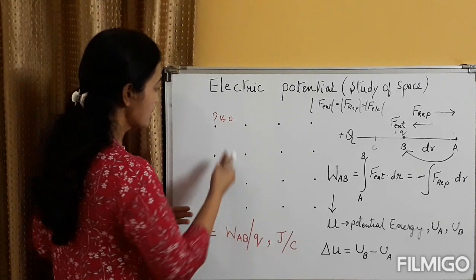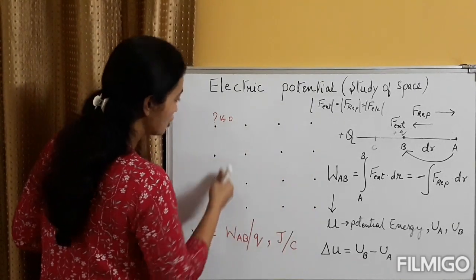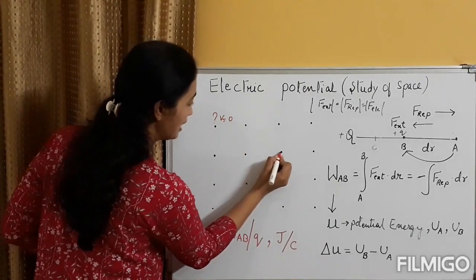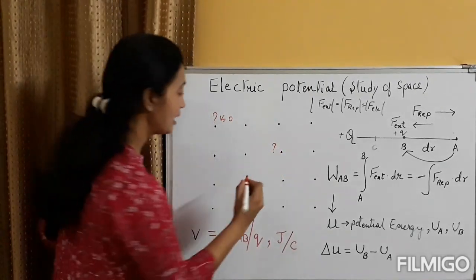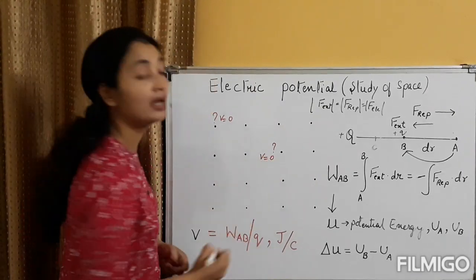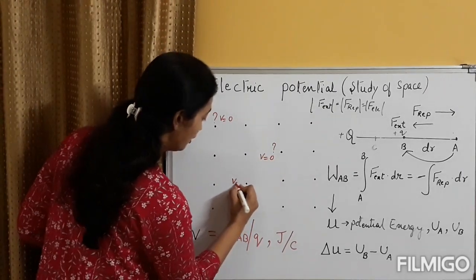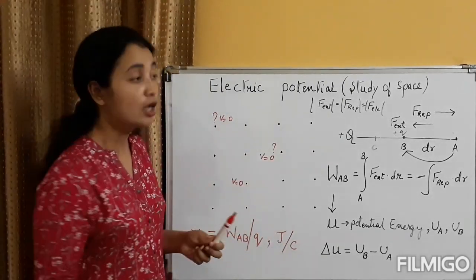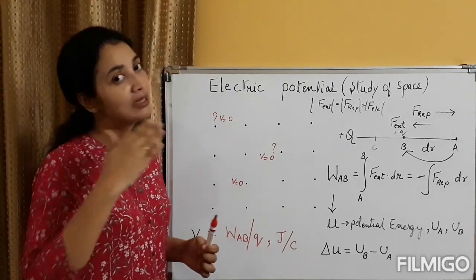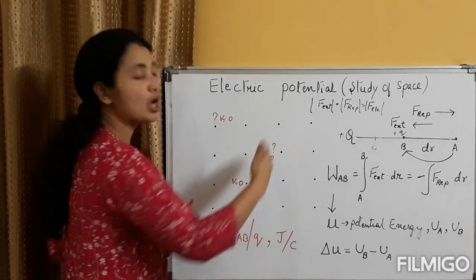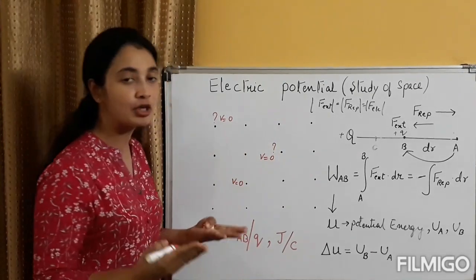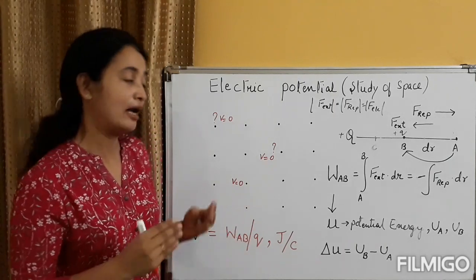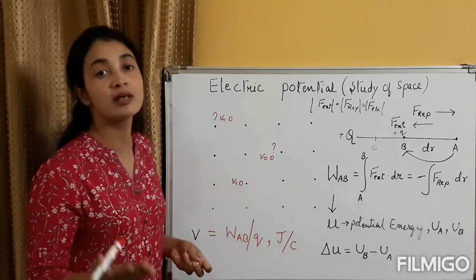Why? Because there is no source charge which can be seen in the vicinity of this point. If I take at random any other point, say this, is there any potential here? The answer would be no. Why? Because there is no source charge here to produce electric field. When there is no source charge, there is no electric field. No electric field, then there is no force. And when there is no force, then there is no work done. And if no work is done, then there is no concept of potential.